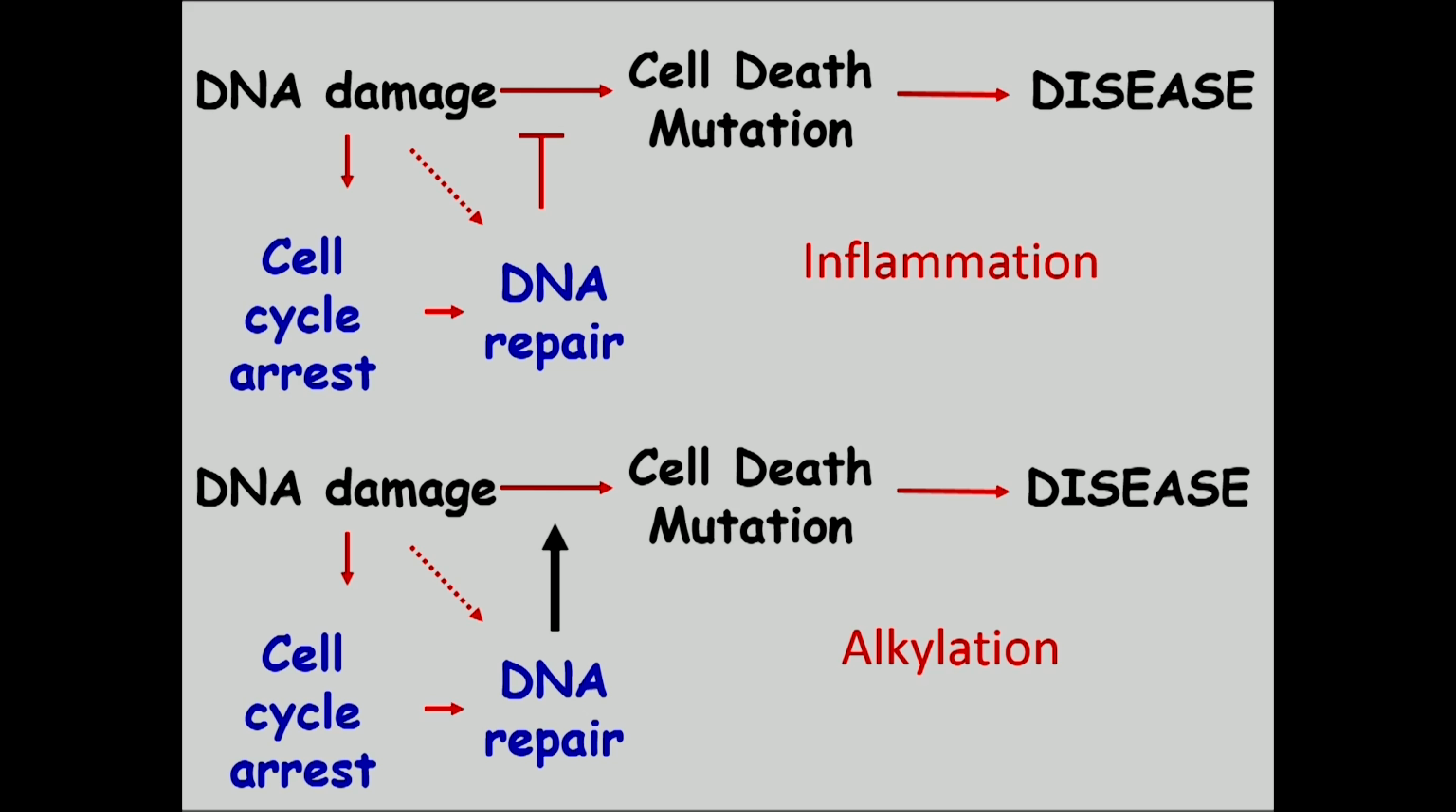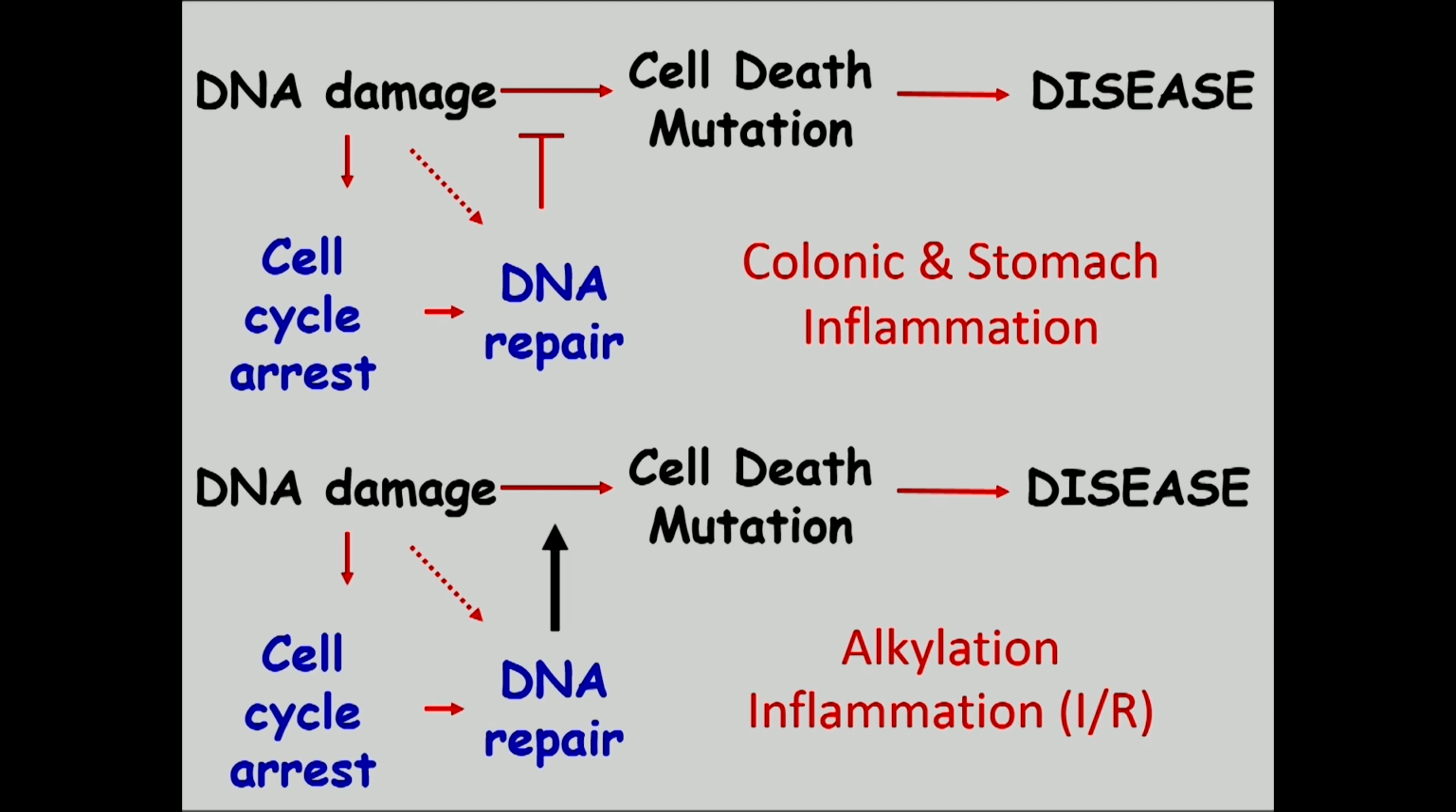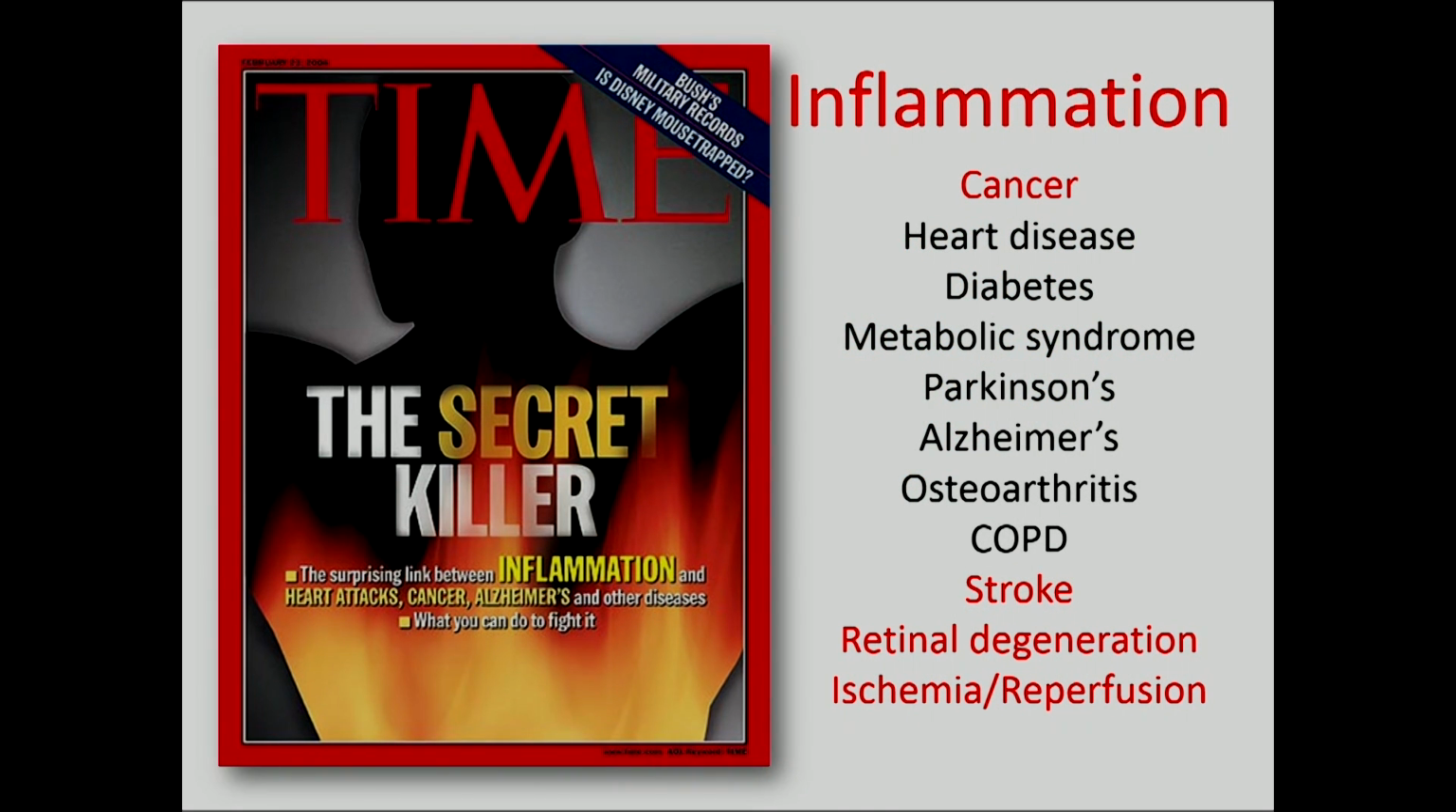So I'll just end with saying, far from a simple model where inflammation, this pathway is a good thing, and alkylation pathway is a bad thing, we have to modify that. Certainly for colonic and stomach inflammation, this repair pathway is beneficial, but for these other situations, it's not. And the role of DNA repair and base excision repair in particular in inflammation as it's associated with all of these diseases, I think would be interesting to look at.